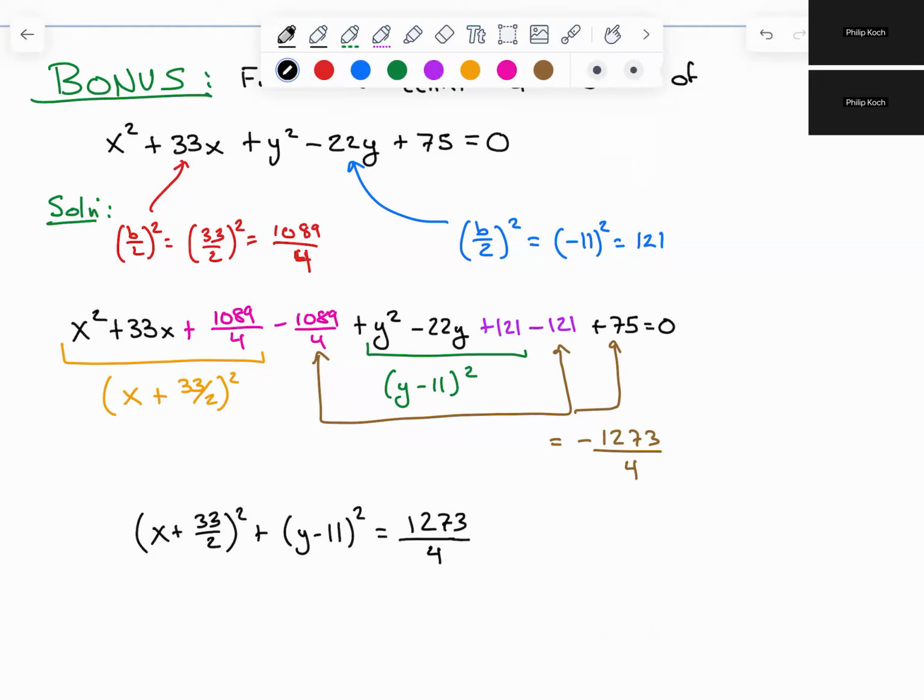Okay. Any questions on the standard form? Yeah.